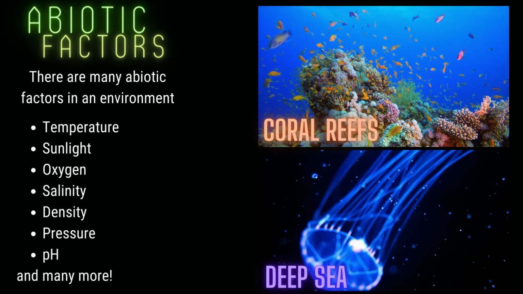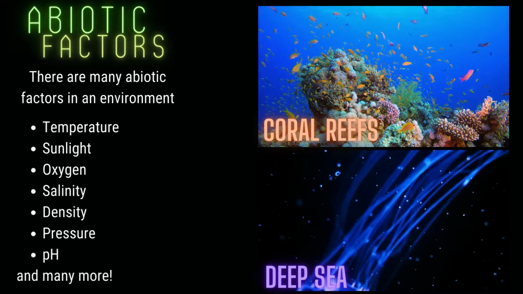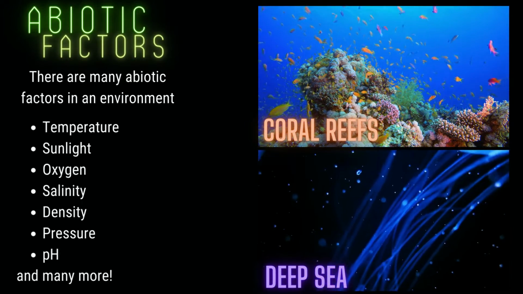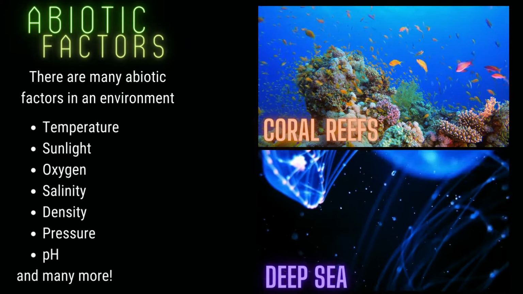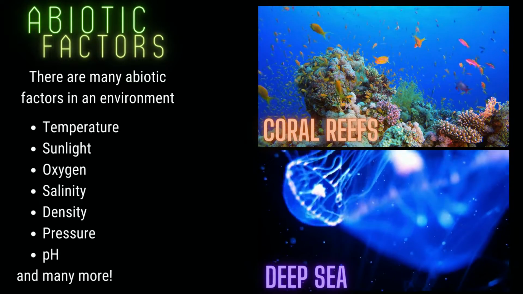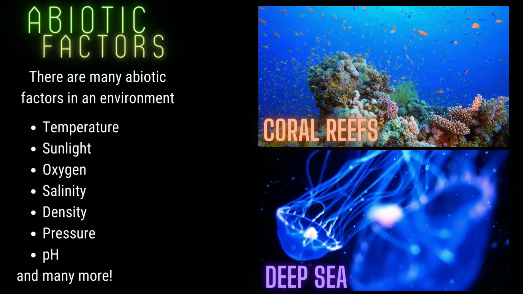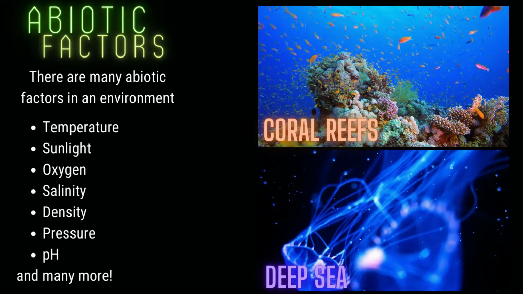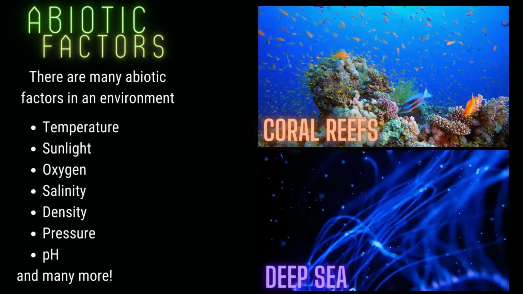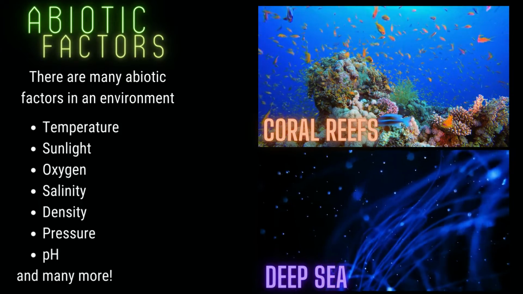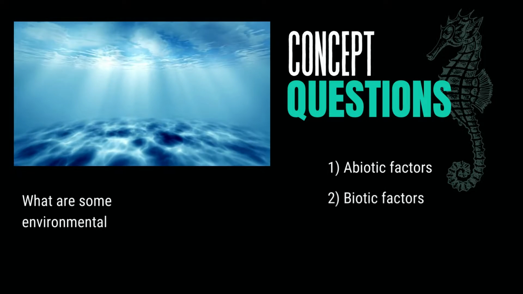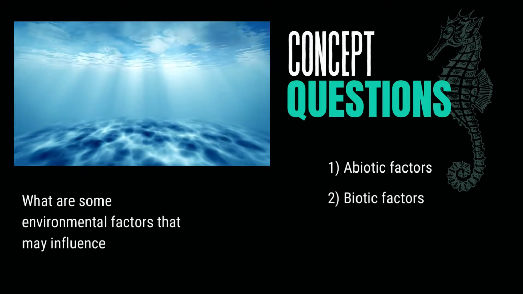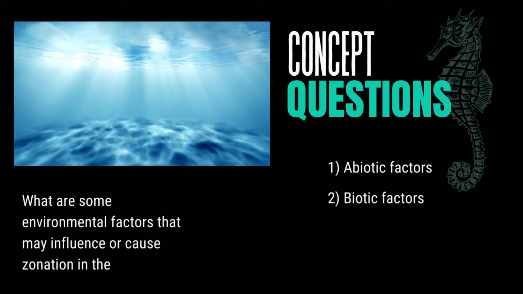There are other abiotic factors such as minerals, oxygen availability, sedimentation, salinity, density, pressure, pH, and many more that vary at the surface versus the depth or in different ecosystems. Next, we'll look into biotic or living factors.